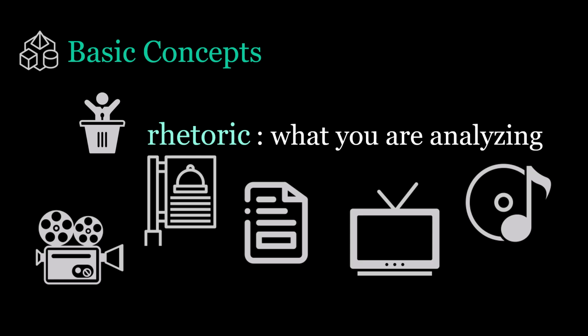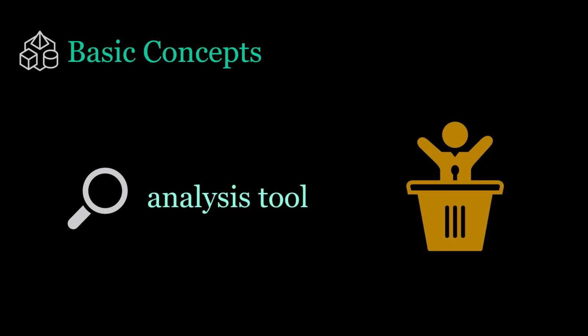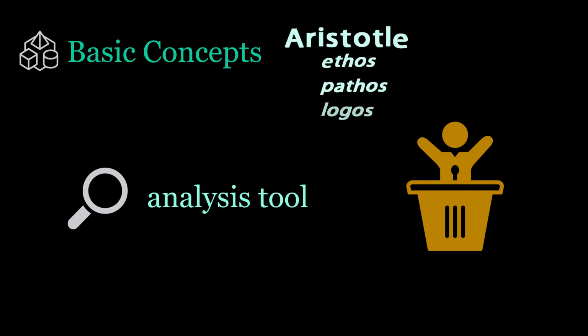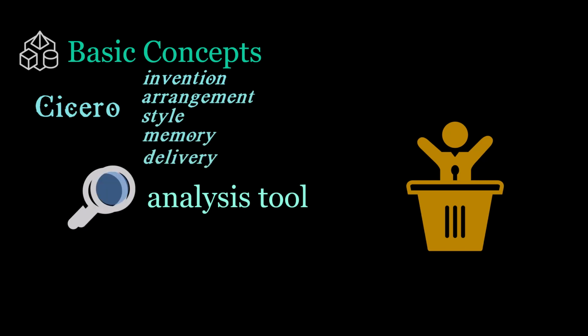To analyze this rhetoric, you will need a model or a theory, or what I'm calling the analysis tool. Think of it as a lens you can look through to highlight and analyze different parts of the rhetoric. For example, Aristotle's rhetorical proofs would allow you to focus on how ethos, pathos, and logos are being used, while Cicero's canons of rhetoric would emphasize invention, arrangement, style, memory, and delivery.